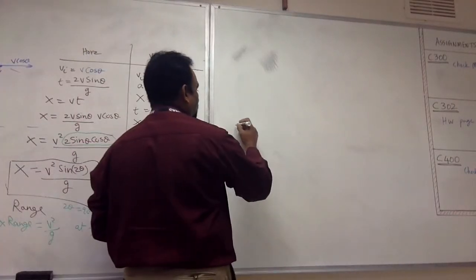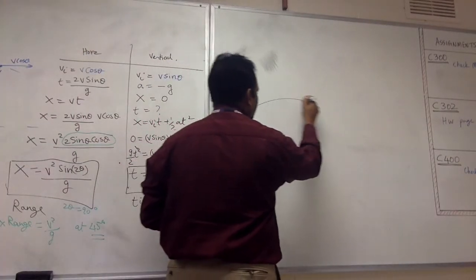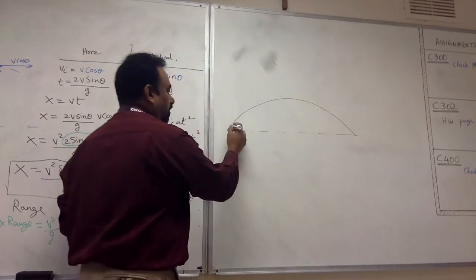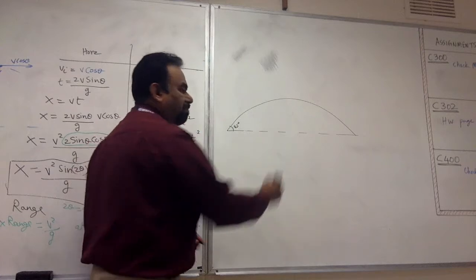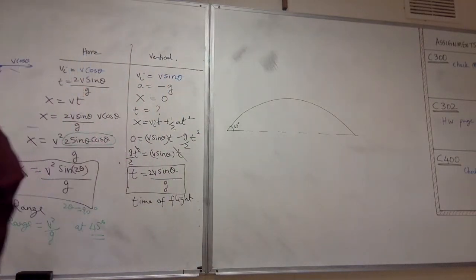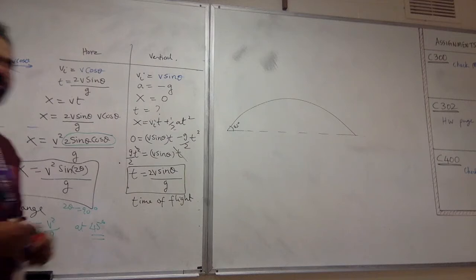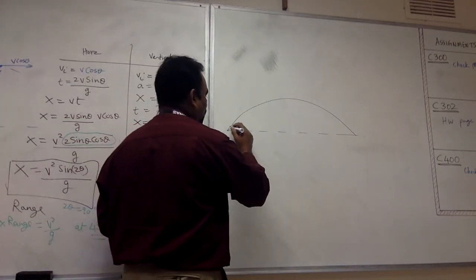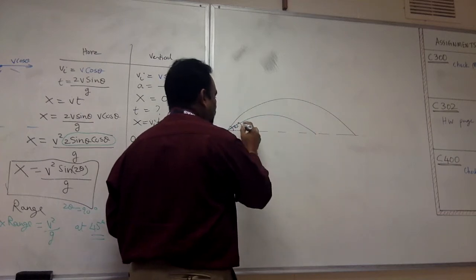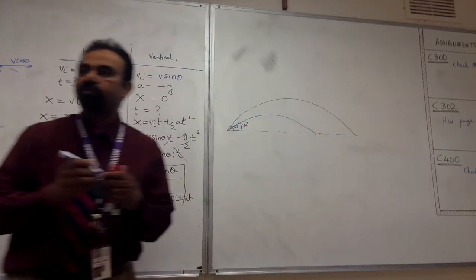So if I'm throwing something at a 45 degree angle, this is how it goes. That's the maximum range that you can go to. Now what if I throw at a 30 degree angle? If I throw at 30 degrees, what will happen? It will land there, right?